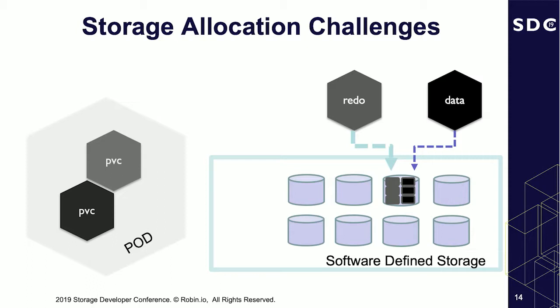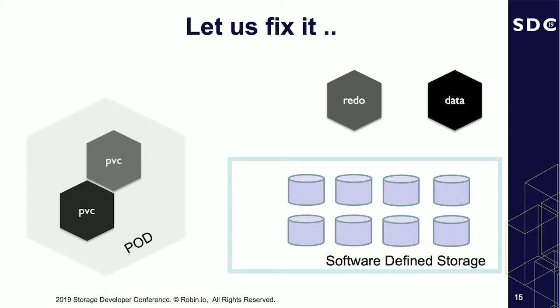Your log and data volume are co-located, and there might be issues with performance. How do we fix it? We put it on separate disk. Maybe you can put a redo on the SSD, which is faster. So here again, another dimension is coming, which is the characteristics of the IOs, the performance. One is latency sensitive, another is bandwidth intensive.